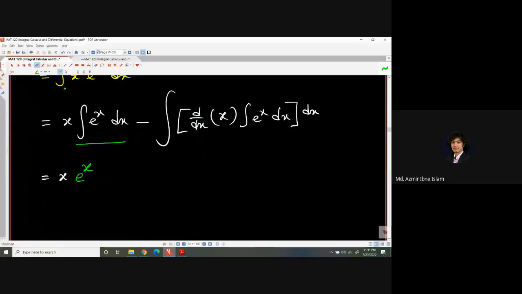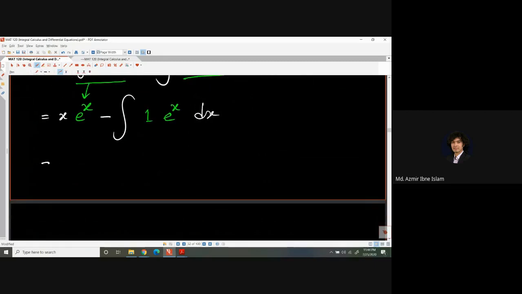So we are using this thing, negative integration. Now try to solve this part. Differentiation of x with respect to x gives us only 1, and integration of e to the power x dx, again we will get the same result. So here we are getting e to the power x again, and finally dx. So what we can write now is x e to the power x negative 1 times this one, which is the same one.